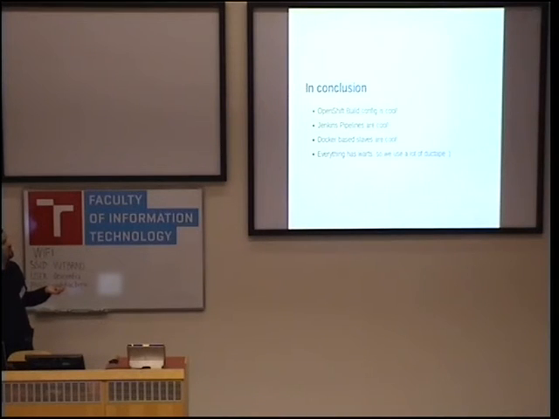Oh, I went through these fast. Okay. So in conclusion, we think OpenShift build configs are really cool, and that Jenkins pipelines are really cool, and that Docker-based slaves are really cool, and the rest of it we kind of duct tape together with Jenkins job builder and Groovy scripts, and we are hoping to find maybe more elegant solutions.